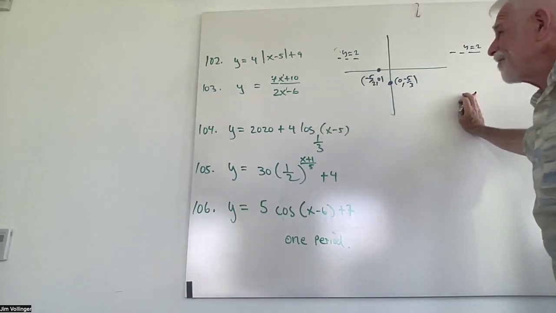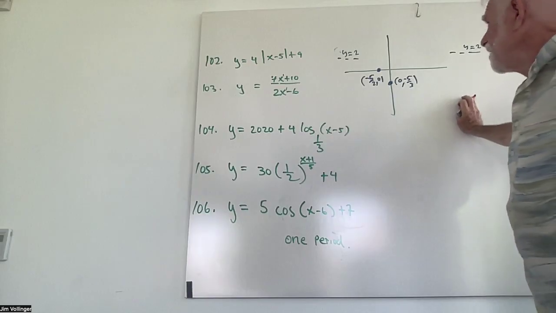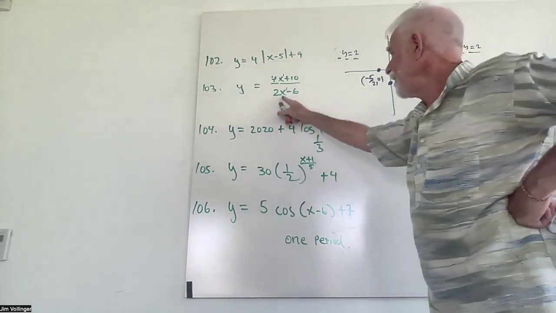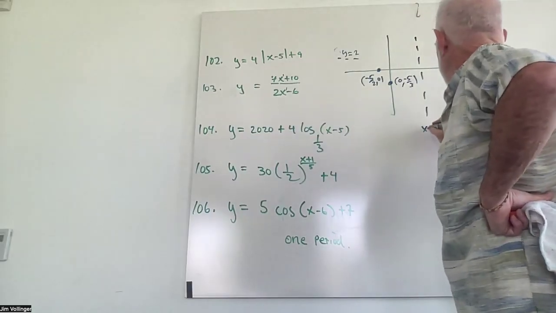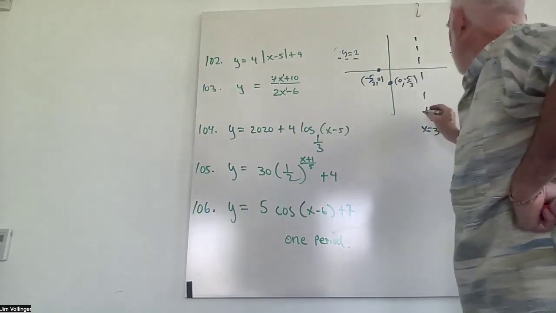I see sign changes. Okay, so I definitely see sign changes. I see 3 makes a 0. So therefore over here, x equals 3 is an asymptote. Okay, we're done.